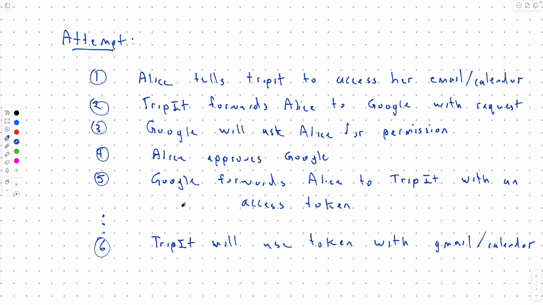Okay, so this is the attempt. And then what we'll do is I'm going to call it adjustments. We'll try to see if there are any problems with it and how we can adjust them. And then we'll throw together everything into a protocol itself.